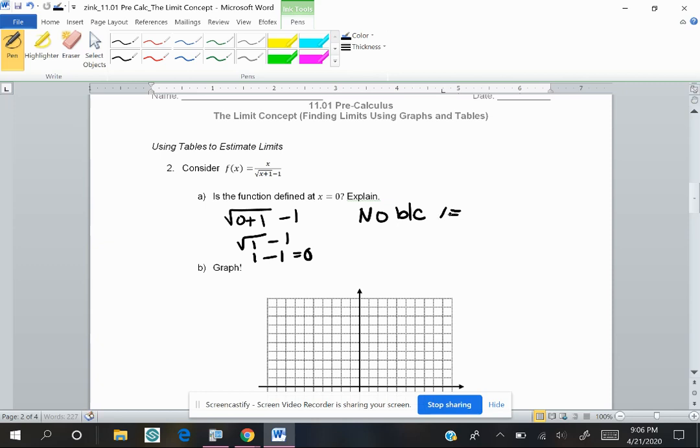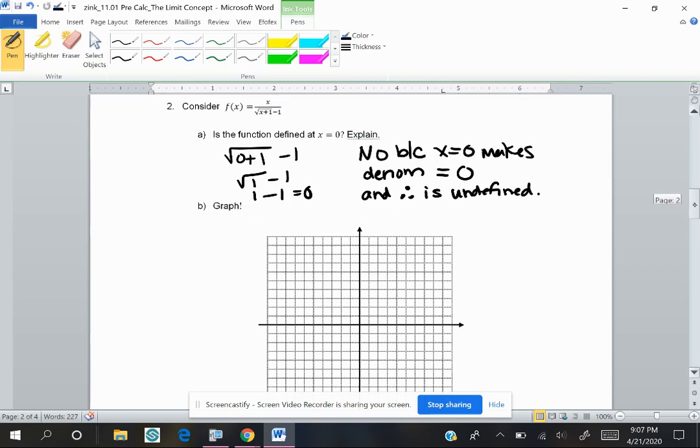because x equals 0 is going to make our denominator equal to 0. And anytime we have a denominator of 0, we know it's undefined. You're never allowed to have 0 in the denominator, the one number we can't have.